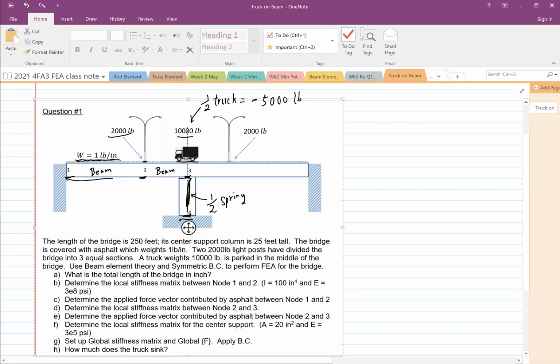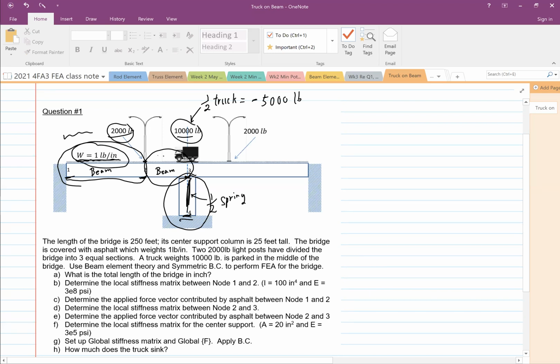We have one beam element, we have another beam element, and we have one more element, just half the spring element. And each beam and each spring element has its individual loading. Okay. And then we'll combine them together. We don't even worry about it. We put in the equations and boom, everything will be calculated for me.